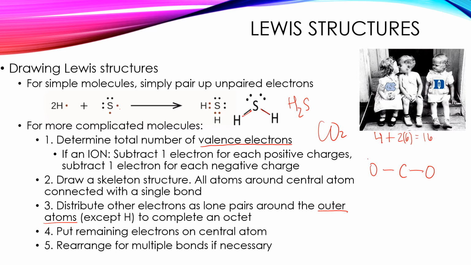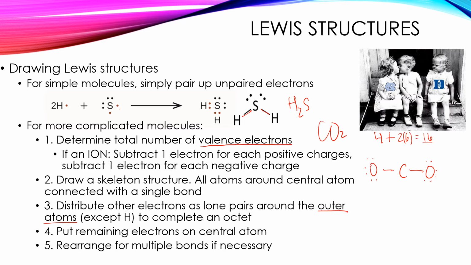So oxygen needs 6 to go with these 2 to make a total of 8. And this oxygen needs 6 to go along with its 2 to make a total of 8. Now, if I have any remaining electrons, I'm going to put those on the central atom. But we had 16 total electrons to account for, and right now in my Lewis structure, I have 16. I have already accounted for all of mine, so I'm not going to put any on the central atom.